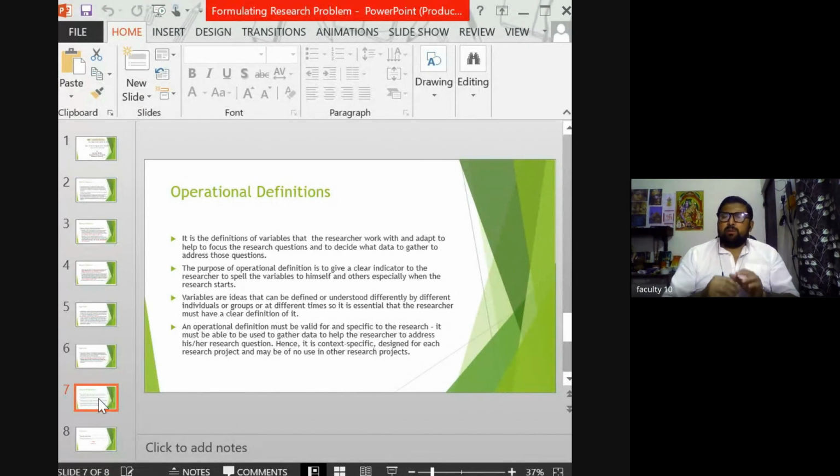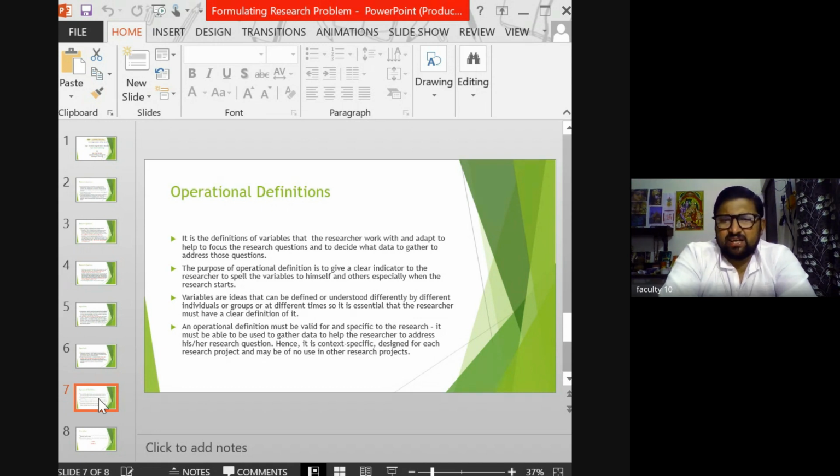If you have a concrete definition of your variables, then it is helpful to yourself. It is always helpful for the researcher, because the researcher gets a very clear picture of his or her variables. And when the researcher is going to the field and trying to collect the data, the researcher can get the appropriate data, because the researcher is very clear about his variables.